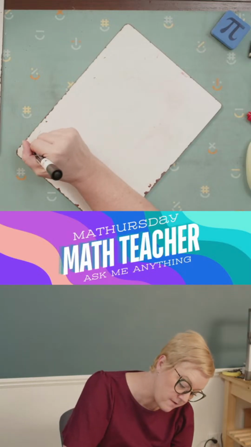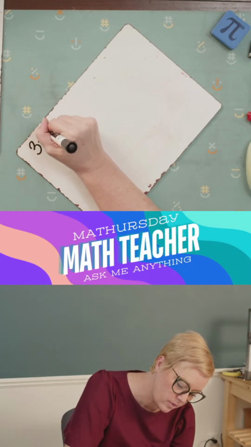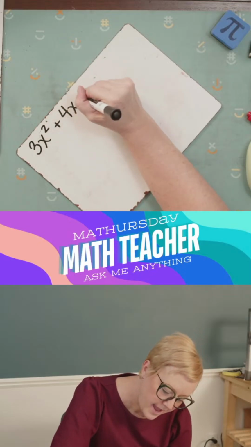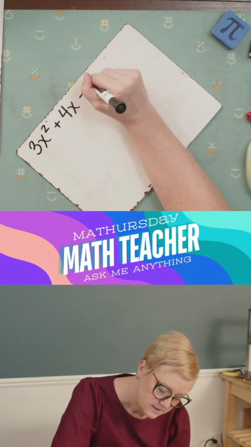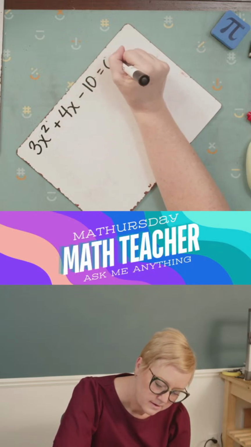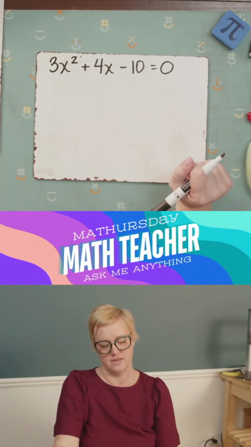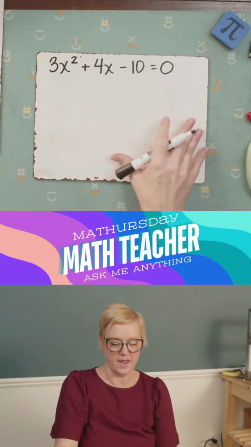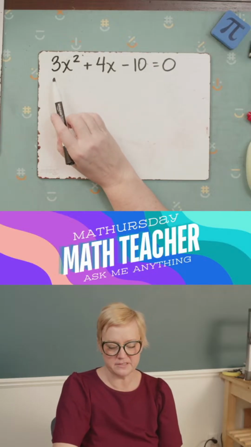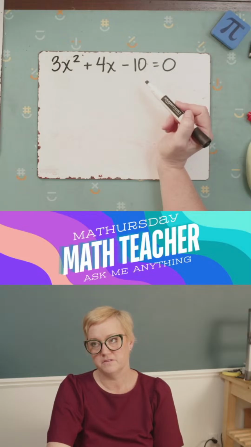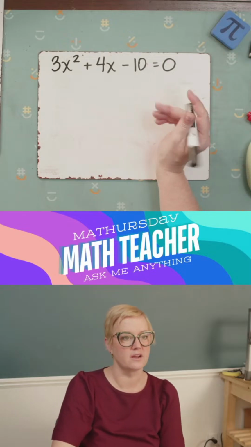Okay, so I have no idea what this is going to end up being, but let's say 3x squared plus 4x minus 10 equals 0. I don't think that's factorable. Okay, so we look to see if it's factorable. So 3 times negative 10 is negative 30. 2 and 15, 1 and 30, 6 and 5. That's not gonna factor. Okay.